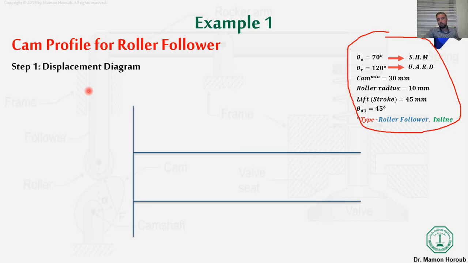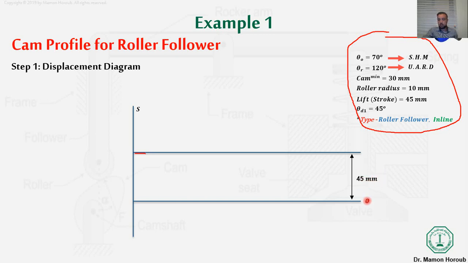And first step, we need to draw our displacement diagram. And as we said before, based on the displacement diagram, we will design our cam profile. So first of all, I need to put an X line, which is our theta, and Y line, which is our displacement S. And this line represents the maximum lift, or the stroke of the follower, which is 45 millimeter.